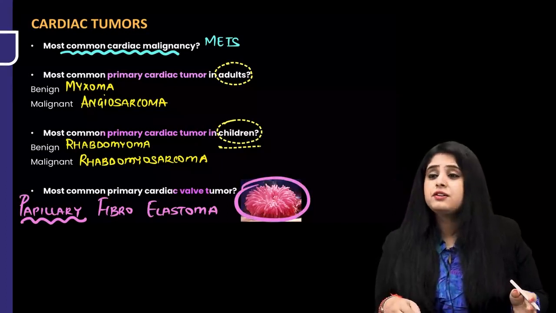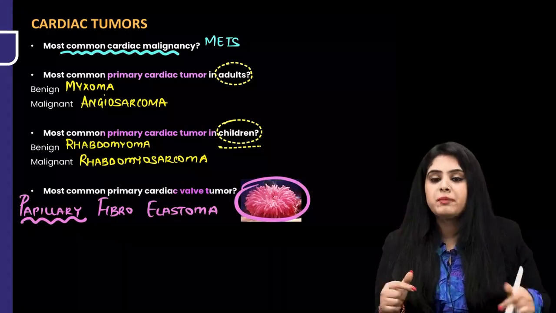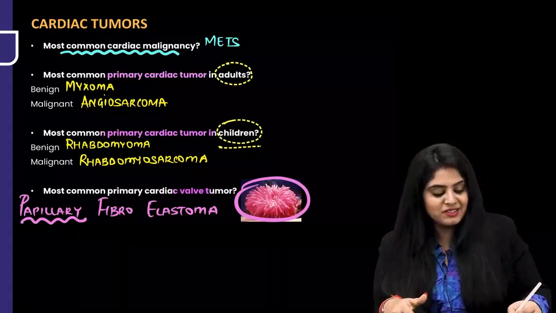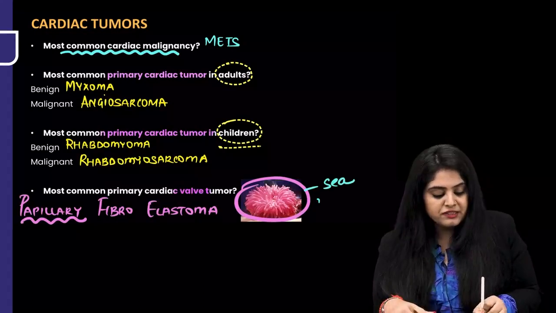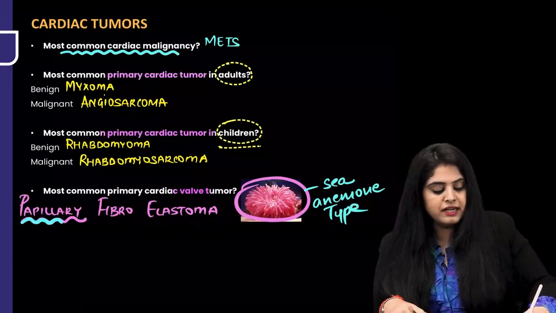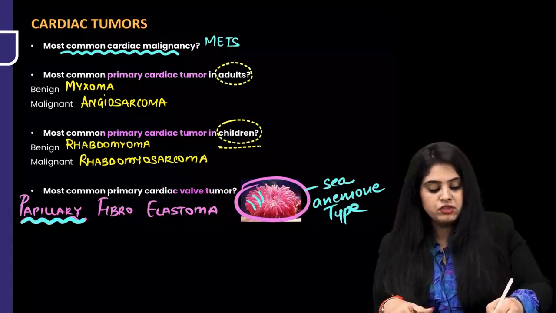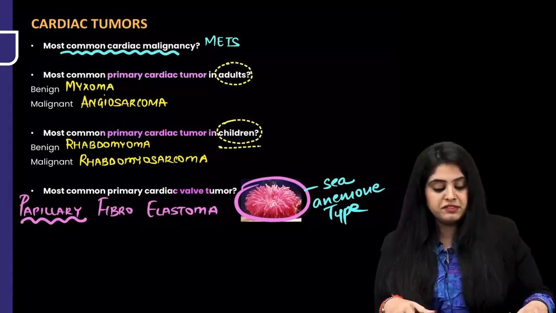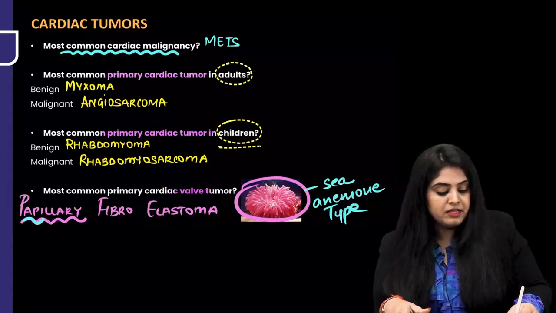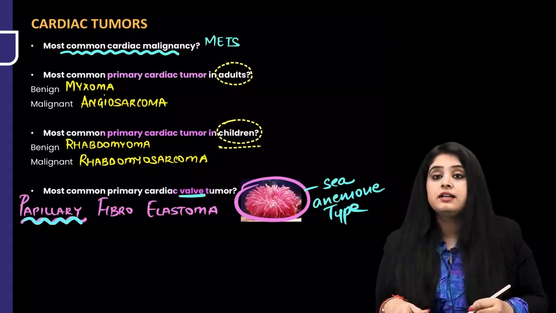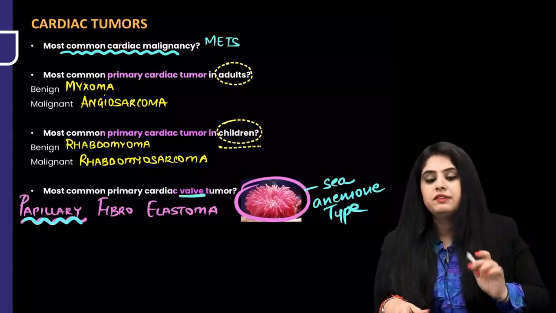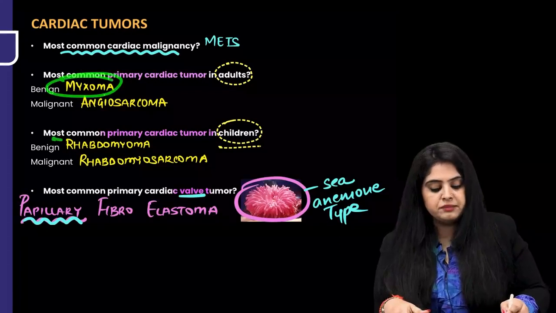Have you seen this character a lot in one of those cartoons? It was in SpongeBob SquarePants, this cartoon character, basically a sea anemone. This looks like a sea anemone. It is a sea anemone type of tumor because it's got papillary fronds, that is why it looks like one of these sea anemones. So remember which heart tumor looks like a sea anemone, and that is papillary fibroelastoma that occurs in cardiac valves.